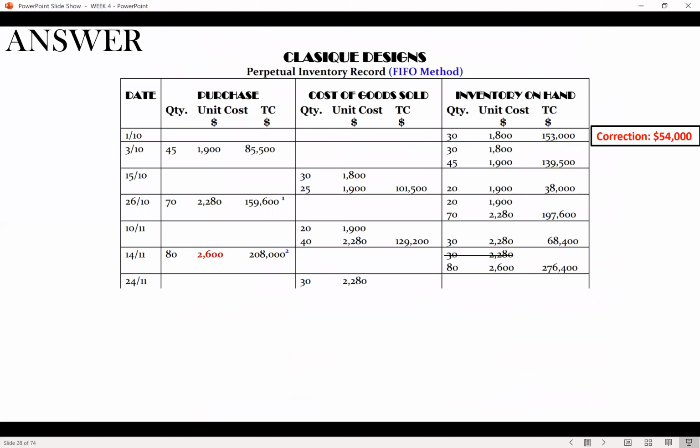So using the method, we pull first from the first set of inventory that we have. That's the 30. But we sold 60, so we need to take another 30 from the second set. Summing those, we then update our inventory on hand to 50 at 2,600, and we get our total cost right there.